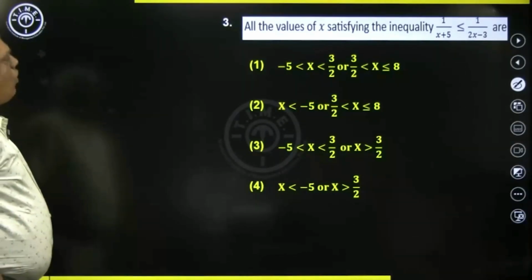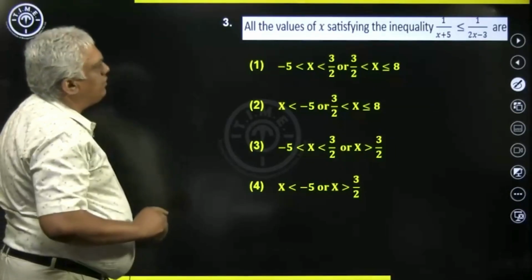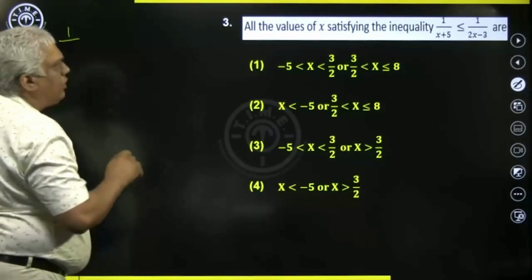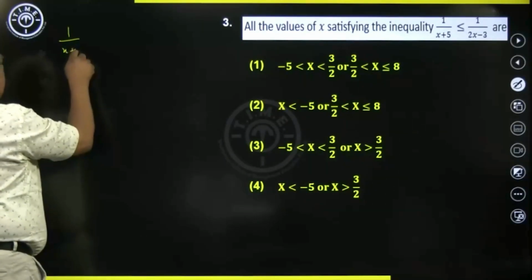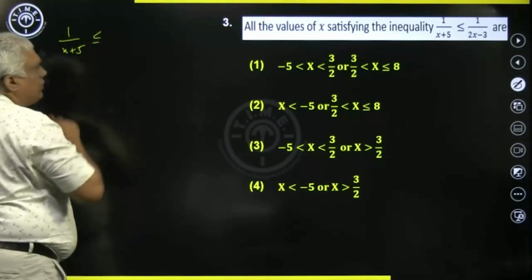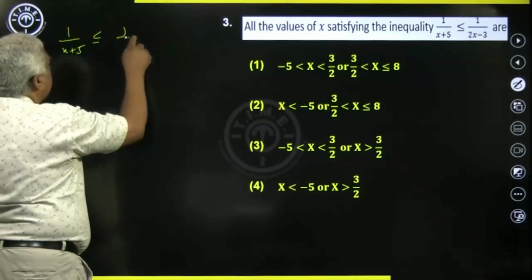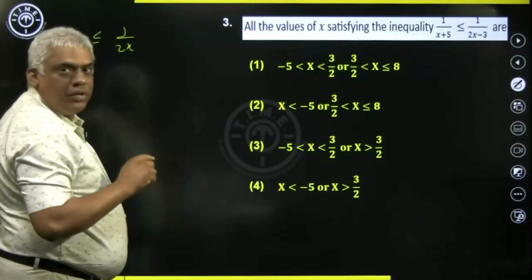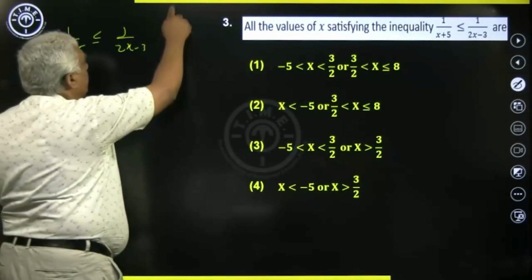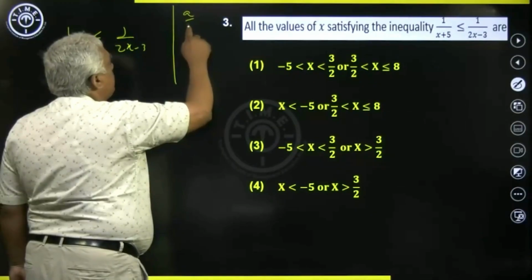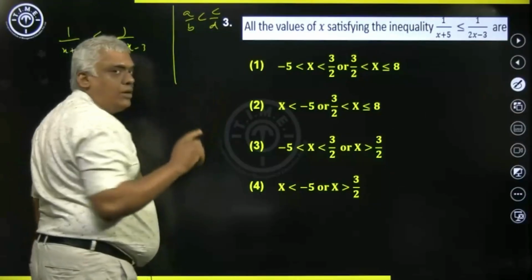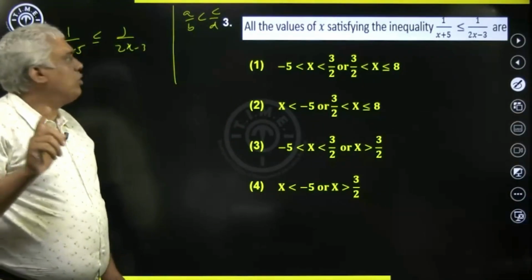All the values of x satisfying this inequality. Now, it is 1 by x plus 5 less than or equal to 1 by 2x minus 3. First, keep in mind that when you say a by b is less than c by d, you cannot just cross multiply normally.